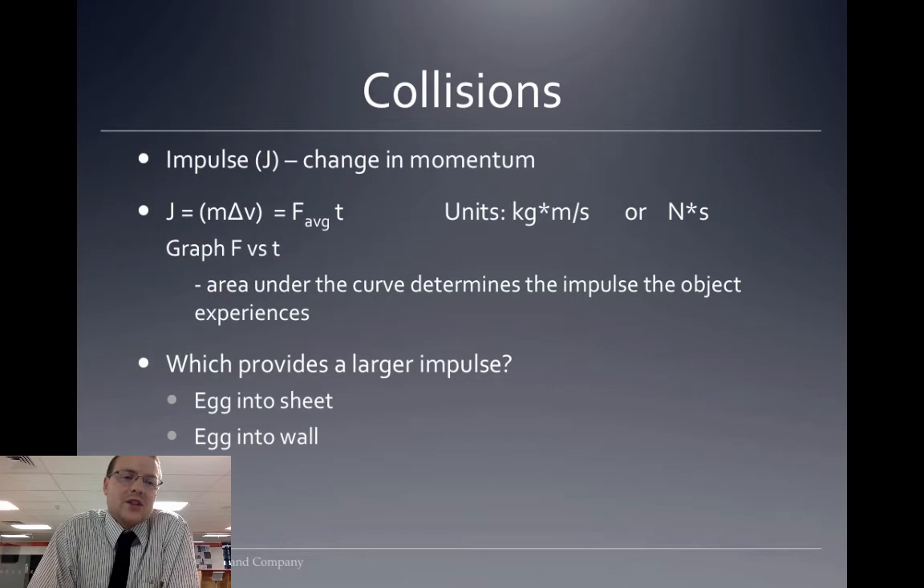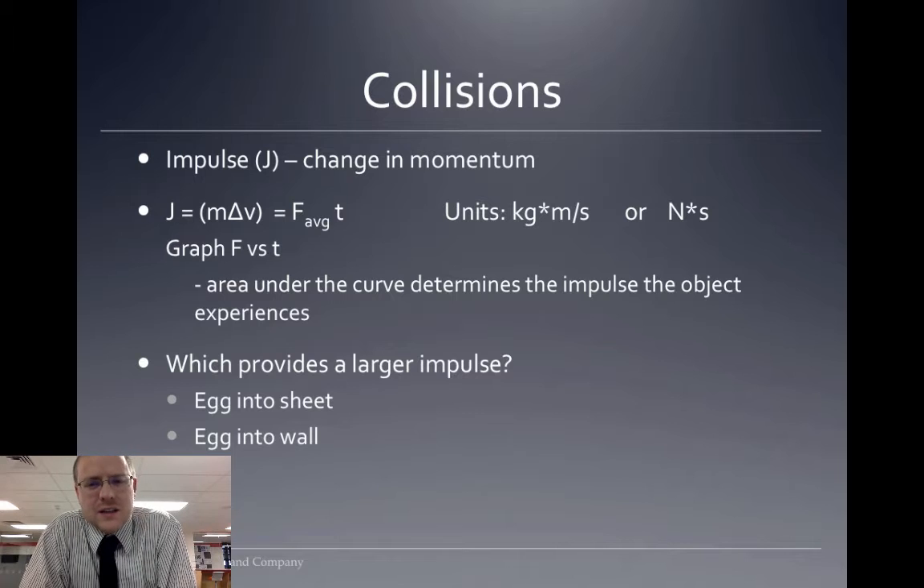So if you look at that, J equals m times the change in velocity equals the average force multiplied by time. If the force graph looks like a triangle like we had before, just find that area under the curve and you'll be good to go. If you look at our units, mass is measured in kilograms, velocity is measured in meters per second, and force is measured in newtons, and seconds is measured for time.